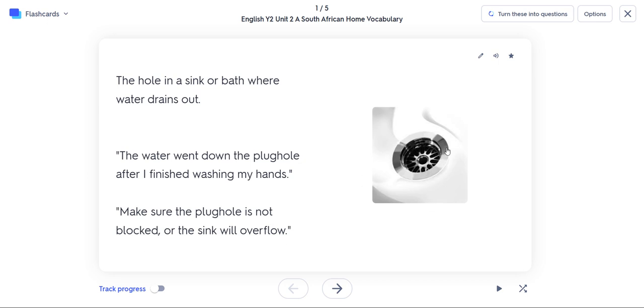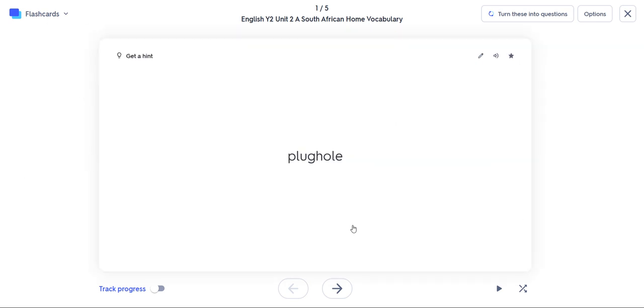So what is this? Plug hole. Now you know the meaning of plug hole?